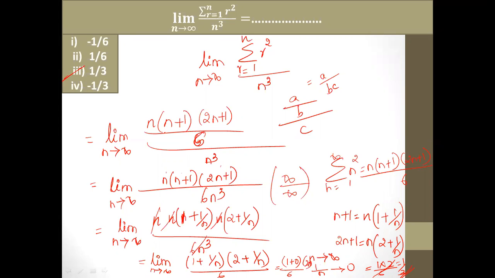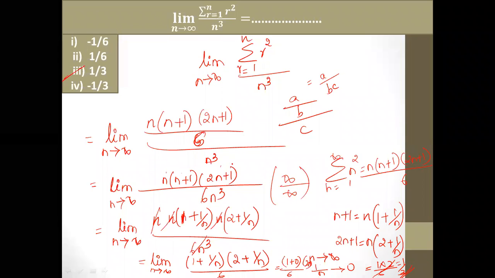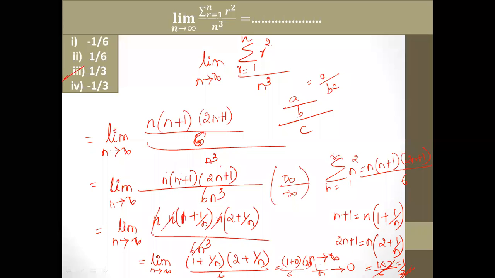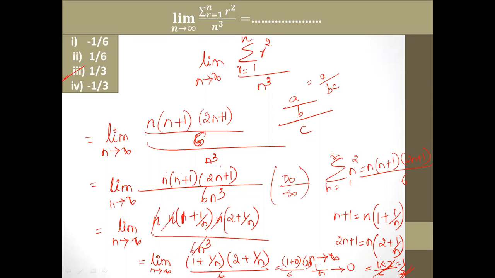So whenever you have infinity by infinity form, try to cancel the terms. That is, you can take the common term, whatever the highest degree is. In the first term, n has degree 1. In the second term also, the degree of n is 1. In the third term also, n has the highest power 1.